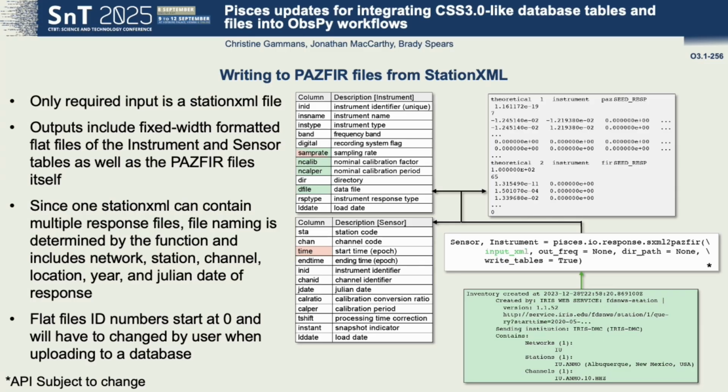But here you can see where the green text box, that is the inventory, is input into this XML to passphere function. With some available information about the working directory path and whether you want to write out the tables and what the frequency is, all of these would be calculated if you want it to be consistent or you want it to be different than the frequency for each response in the station XML file.